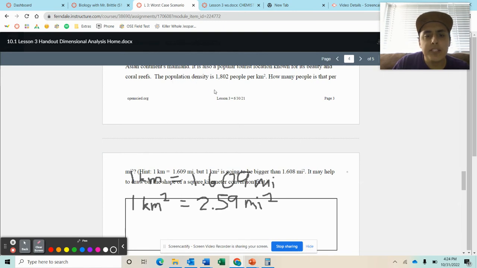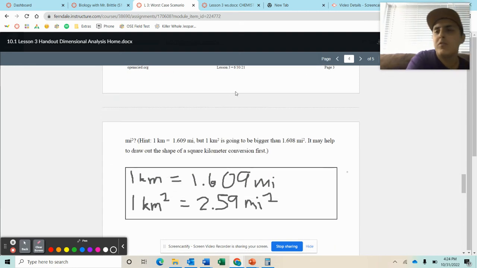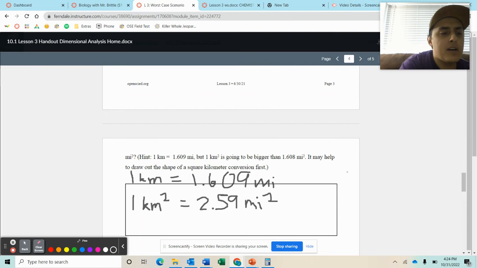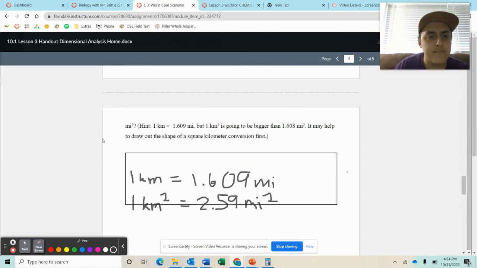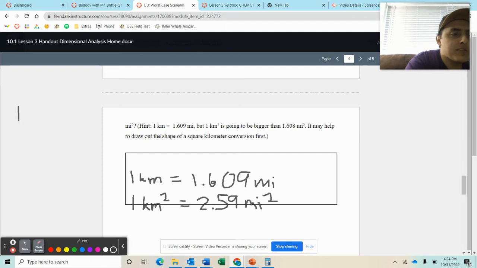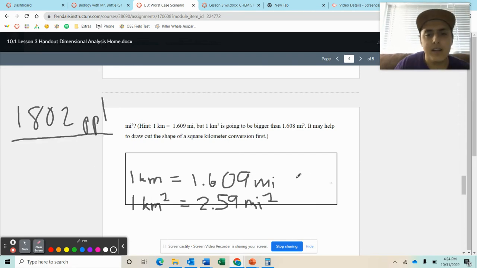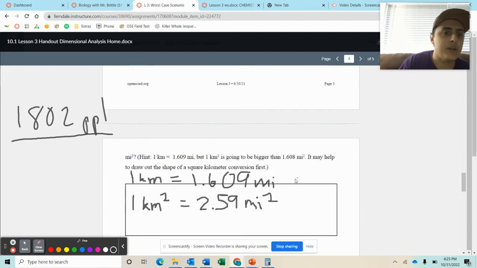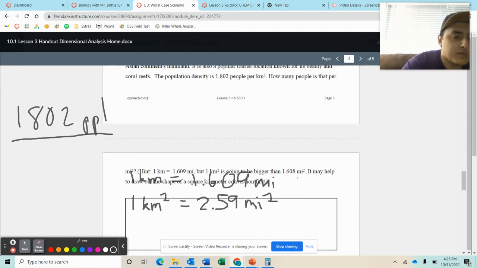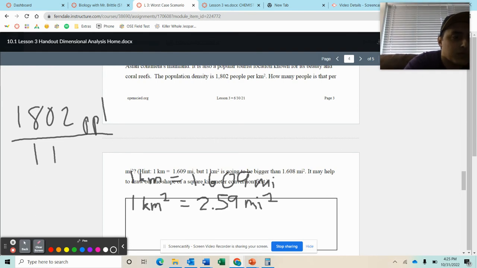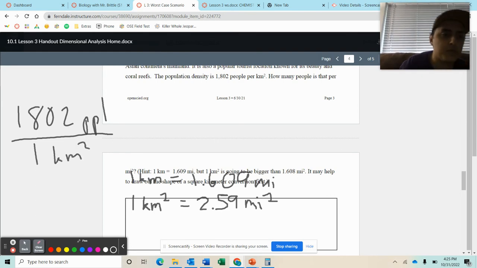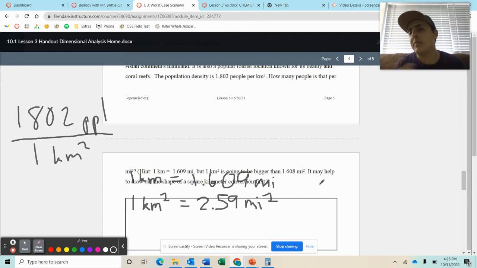So we know the population density is 1,802 people per square kilometer. So I'm going to go over here on the right, or the left, is one. Why did it not let me use the pen? 1,802, and that's people per square kilometer. Okay, and now we're trying to figure out how many square kilometers, like how much that is in miles squared.